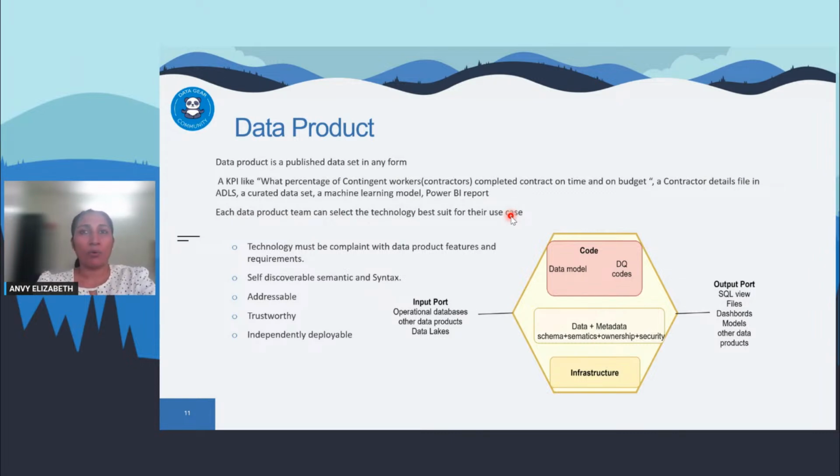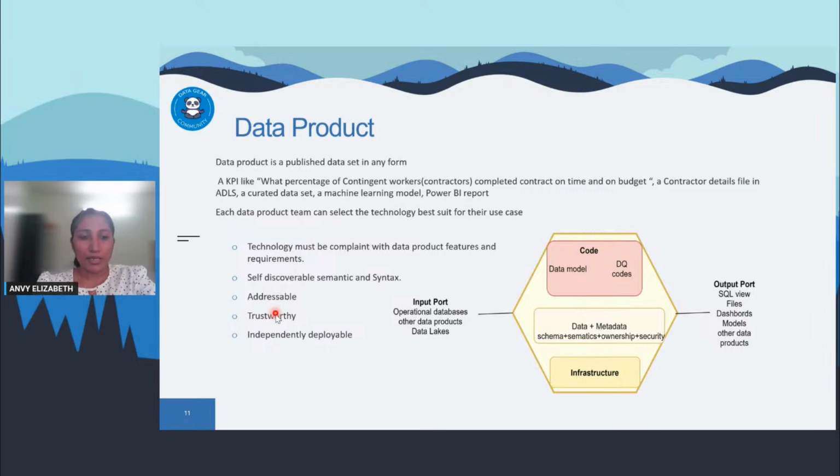They can select for their product team what technology best suits their product. But the technology must be compliant with the product features and requirements. The data product should be self-discoverable with semantic syntax. So any data product should be self-discoverable, accessible from anywhere, from any other products. And it should be addressable. Addressable means if you discover a data product, any user should be able to programmatically address the product.